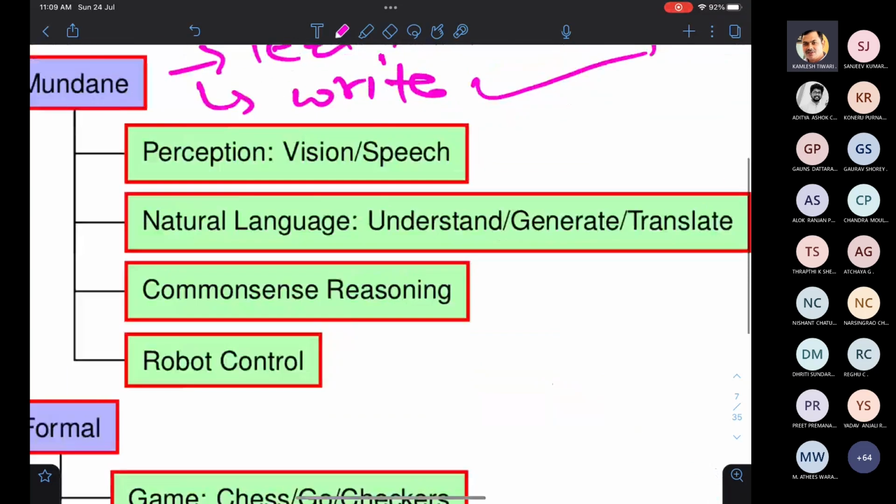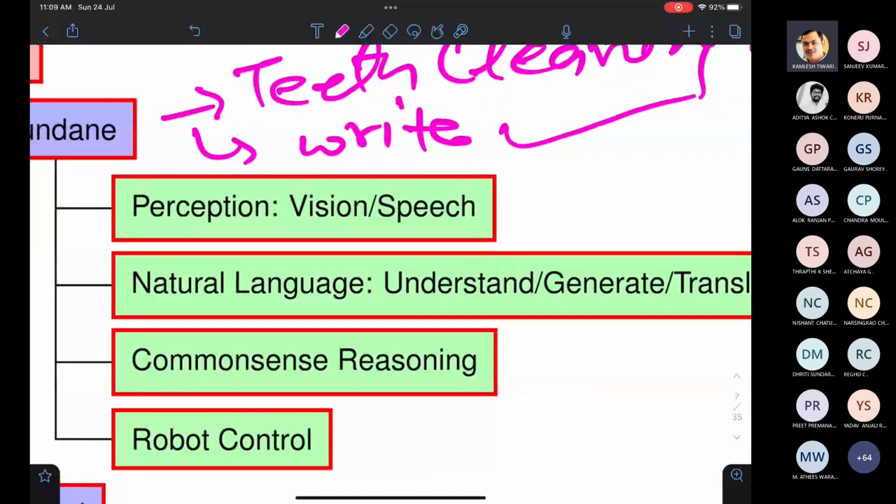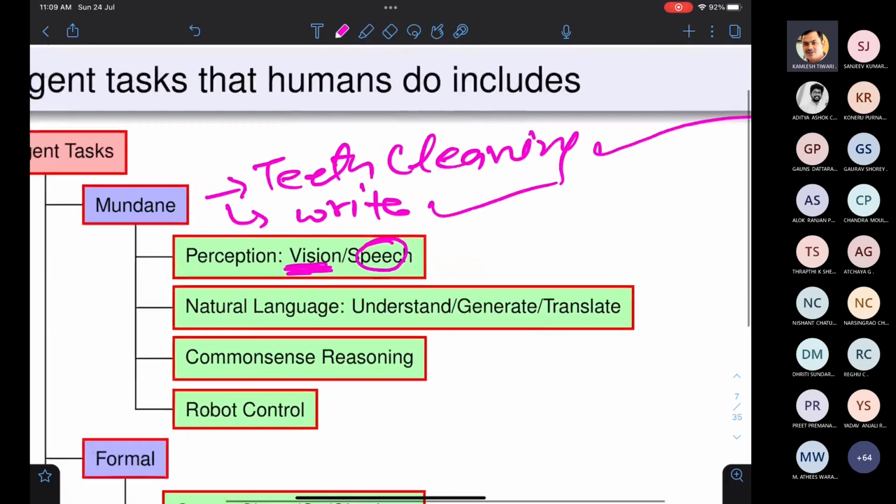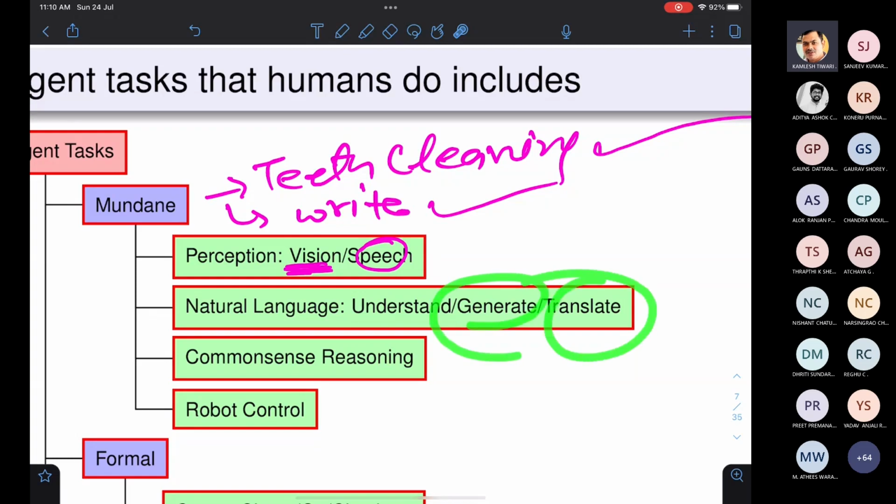A very near example is vision. When I am telling something to you, you are able to understand. It is speech. You can speak without thinking about what to speak. Vision works the same way: if something is written on this particular board, you need not consult a dictionary to know what is written on the board. Natural language processing, the NLP domain, understanding, generating, translating something, all these things become so common to us that we do them easily. Okay. Common sense reasoning.